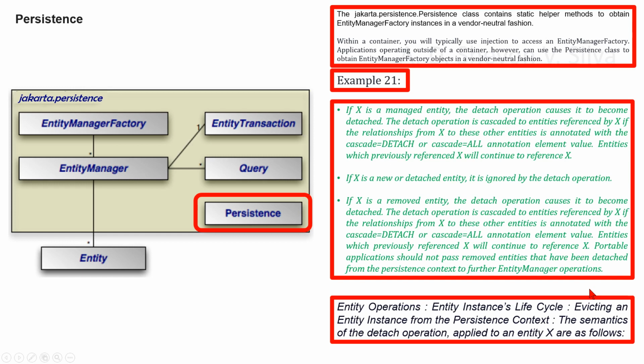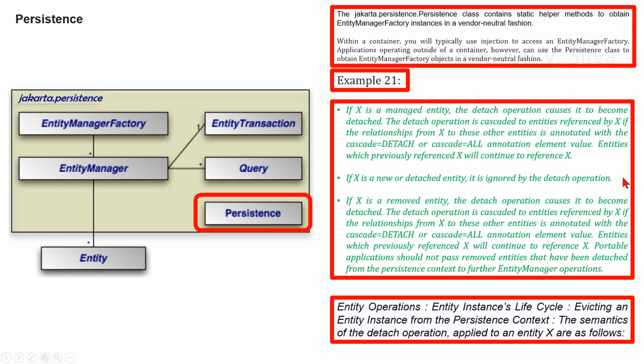The semantics of the detach operation applied to an entity X are as follows. If X is a managed entity, the detach operation causes it to become detached. Detach operation is cascaded to entities referenced by X if the relationship from X to these entities is annotated with the cascade=DETACH or cascade=ALL annotation element value. Entities which previously referenced X will continue to reference X.